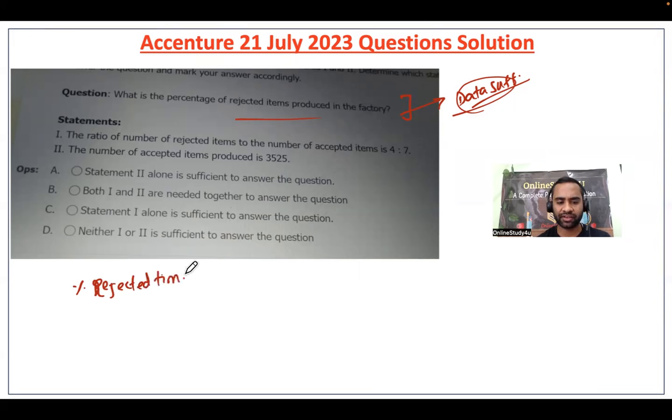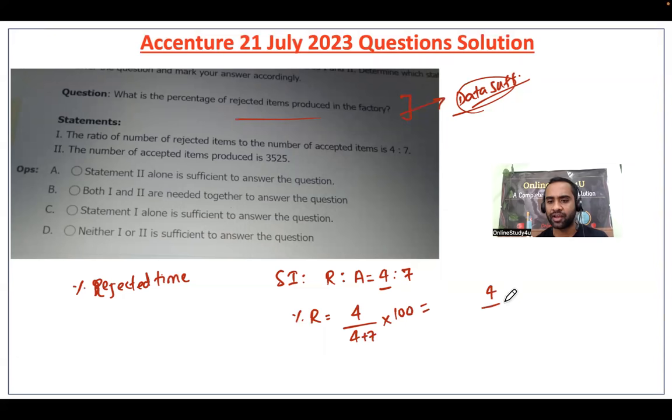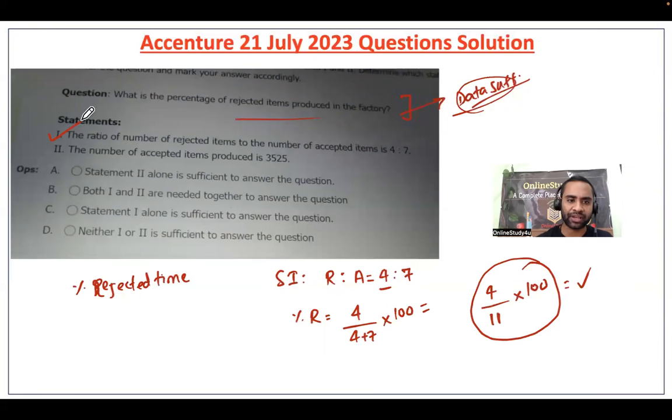Now let us take statement 1. The ratio of the number of rejected to the number of accepted items is 4:7. We have to find the percentage of rejected items. So friends, in front of rejected it is 4, and total is nothing but 11, 4 plus 7, right? And if we have to calculate the percentage, divide by 11. That means out of total 11, we have 4 rejected items, and if you multiply by 100, you will get the answer, right? So statement 1 will be able to tell you the answer. See, it's given in ratio, not required to get the values.